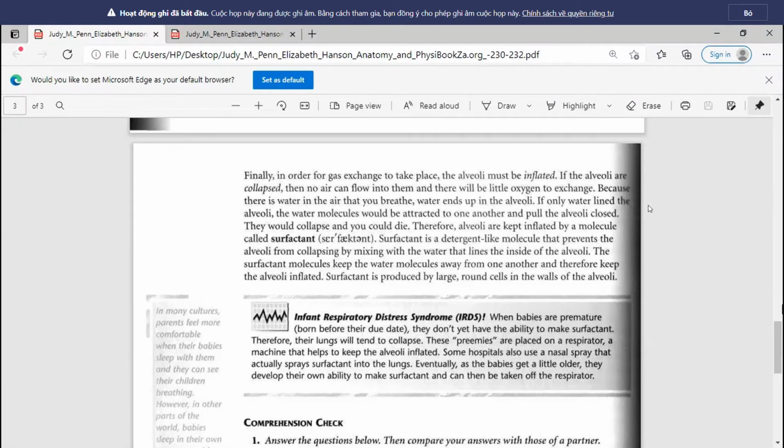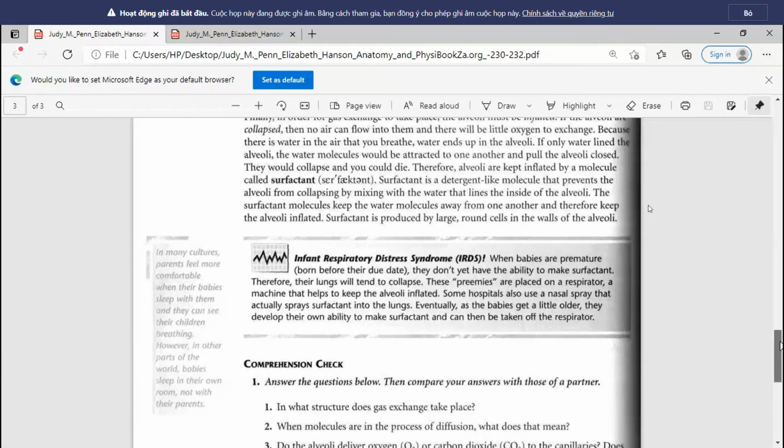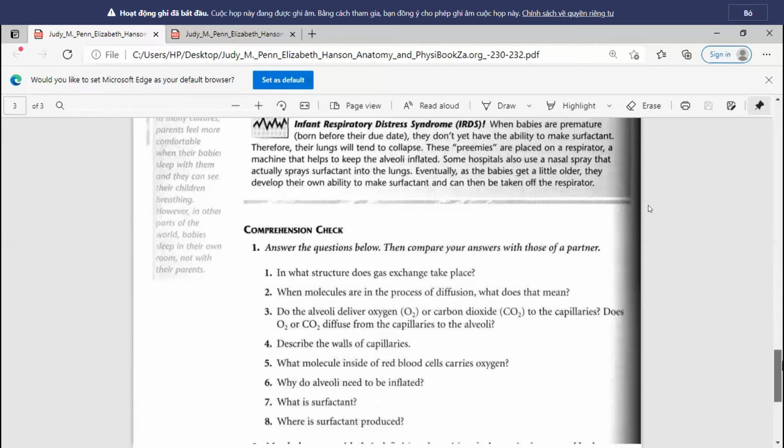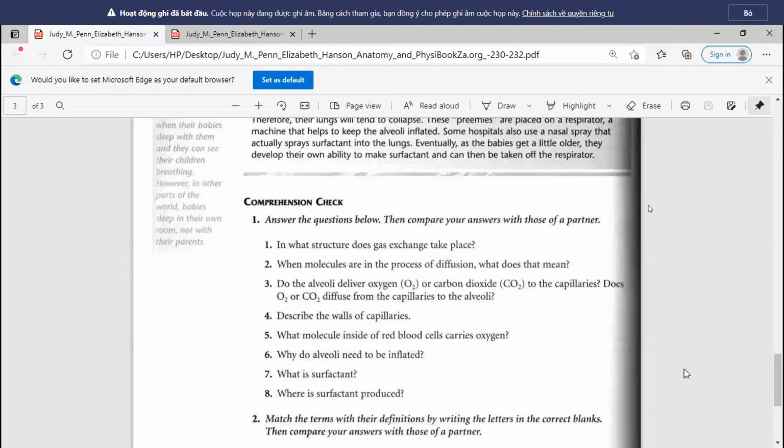Okay, so now we have some questions to answer. Comprehension check questions. We have 8 questions, so can you try to answer these questions? After skimming the whole text, we move on to step number 2. In step 2, you read the questions and you underline keywords. For example, number 1, in what structure does gas exchange take place? The keywords should be structure, gas exchange.